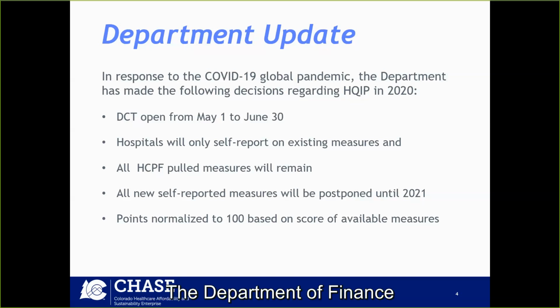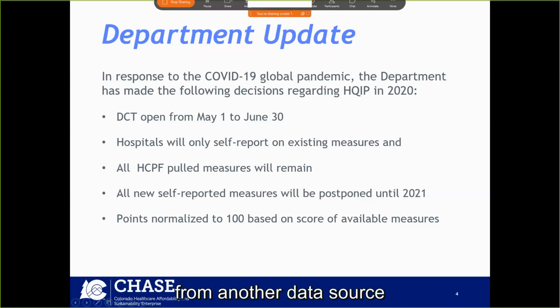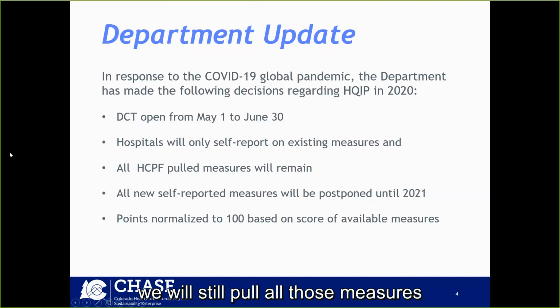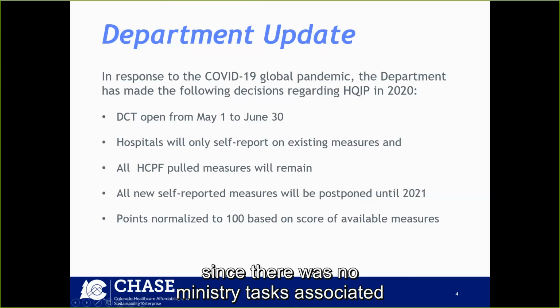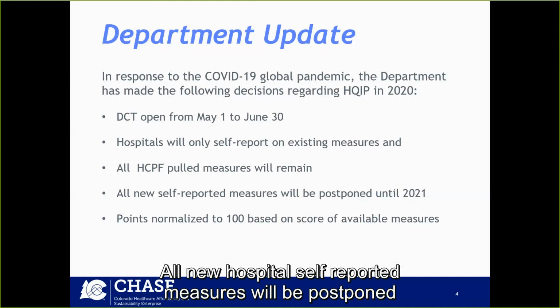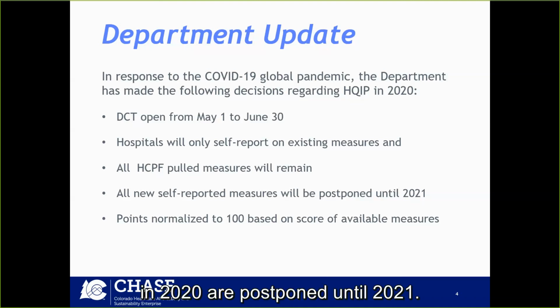The Department of Healthcare Policy and Financing will still pull all of our measures that are either claims-based or that we were pulling from another data source where the department was collecting that information. We will still pull all of those measures since there was no administrative task associated for the hospitals on those particular measures. All new hospital self-reported measures will be postponed in 2020 until 2021, where the program will be implemented as it was approved with the CHAPE board for the 2021 measures.